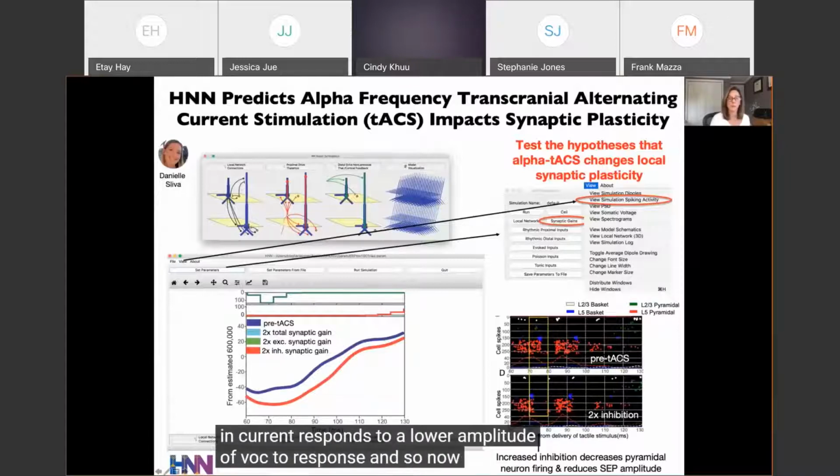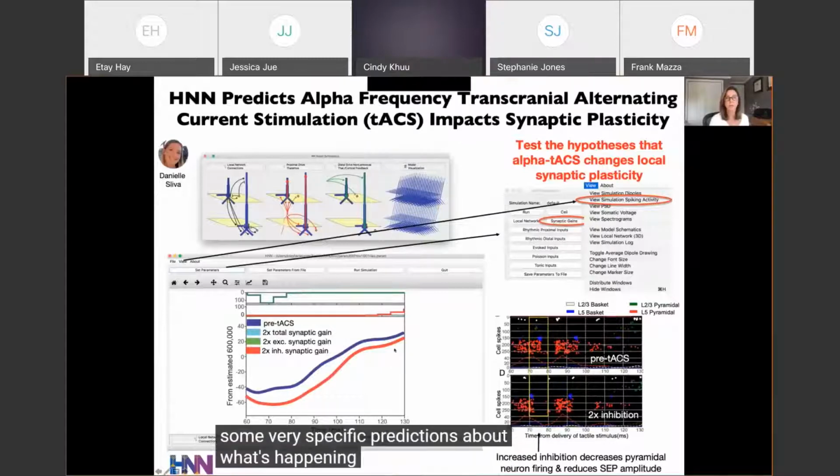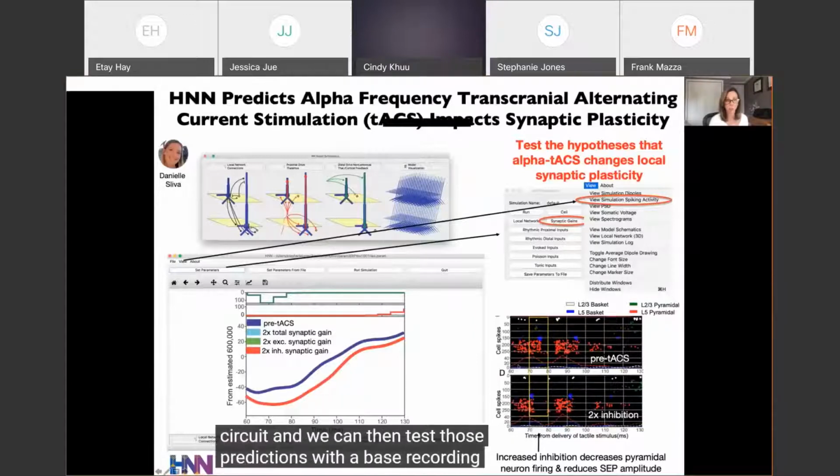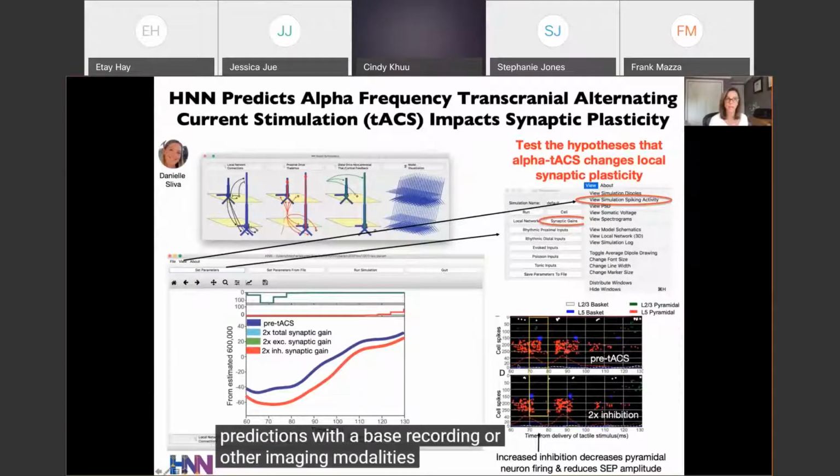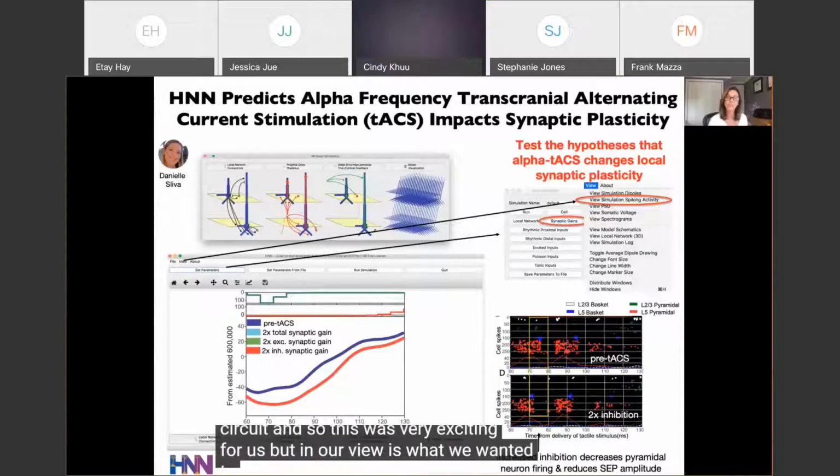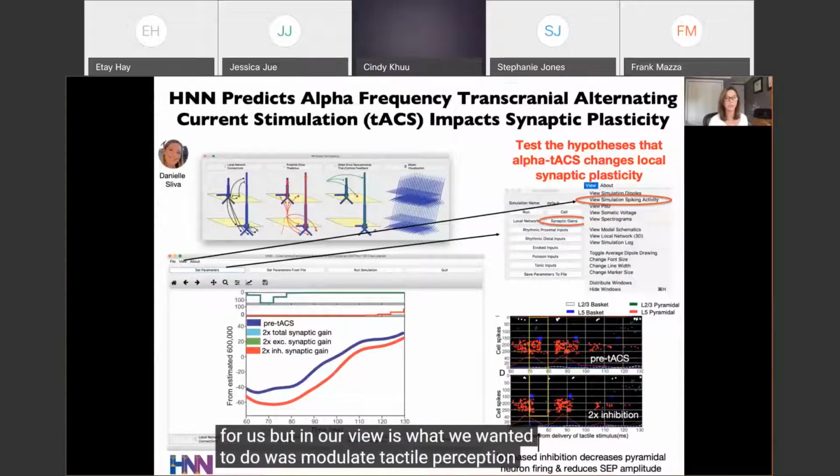And so now we have some very specific predictions about what's happening in the underlying circuit. And we can then test those predictions with invasive recordings or other imaging modalities. And we have some targeted directions to go in and further test what this brain stimulation is doing to the underlying neural circuit. And so this was very exciting for us, but in our hands, what we wanted to do was modulate tactile perception. And this experimental condition did not modulate tactile perception in our hands.